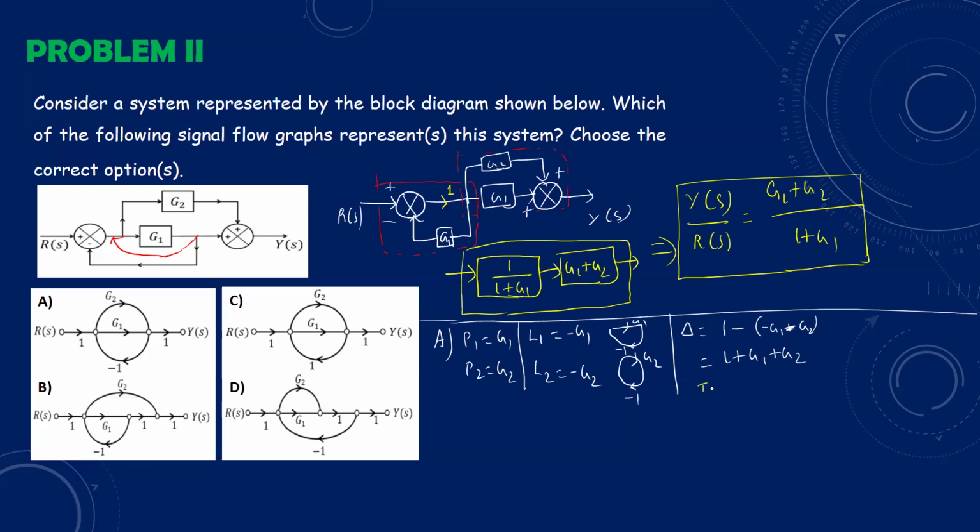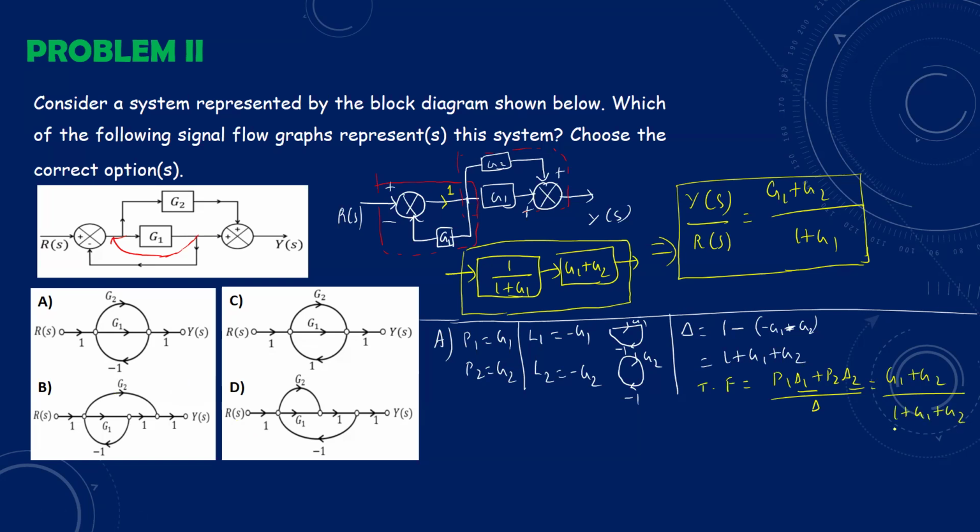If you find the transfer function using Mason's gain formula, we have two paths. So P1 Δ1 plus P2 Δ2 by Δ. Δ1 and Δ2 are equal to 1 because there are no non-touching loops in the first signal flow graph. So we only have to add P1 and P2. P1 is G1, P2 is G2. So G1 plus G2 by Δ, which is 1 plus G1 plus G2.